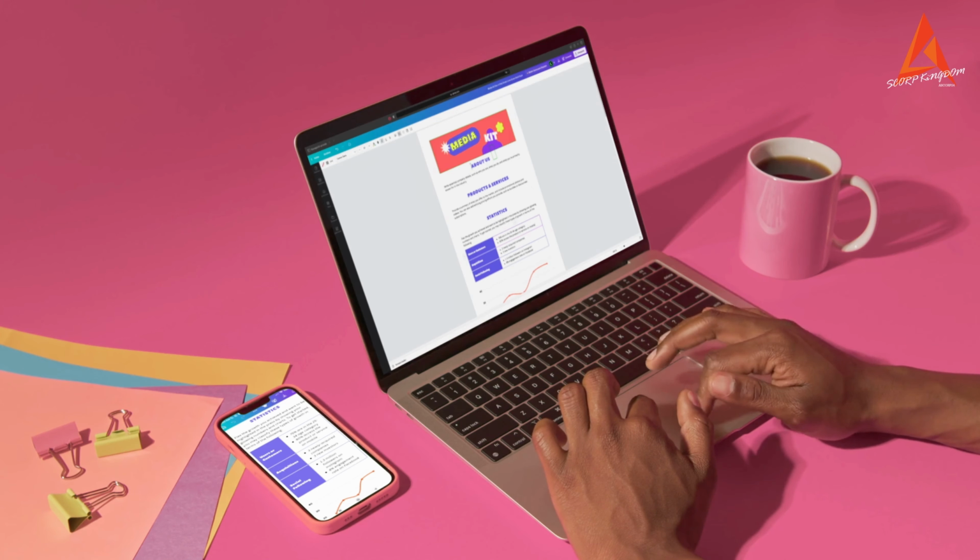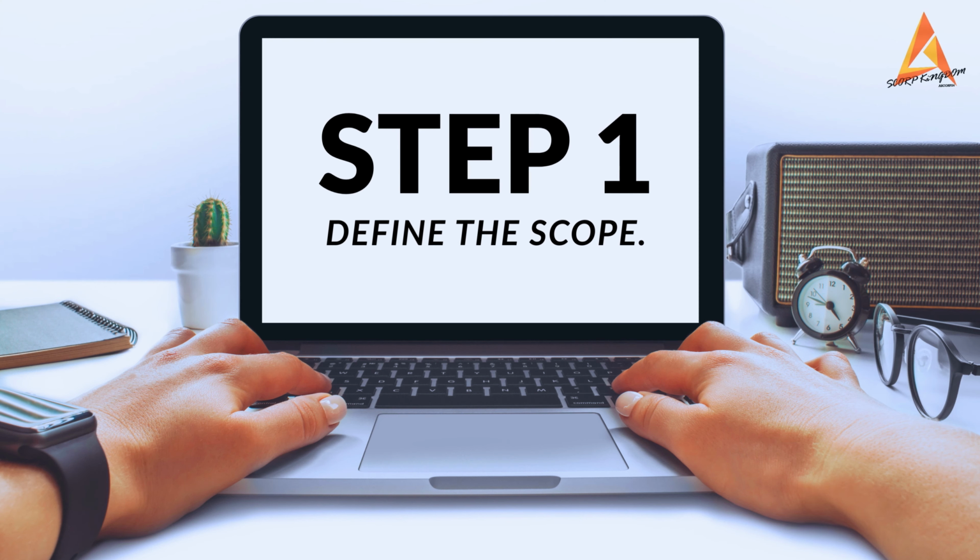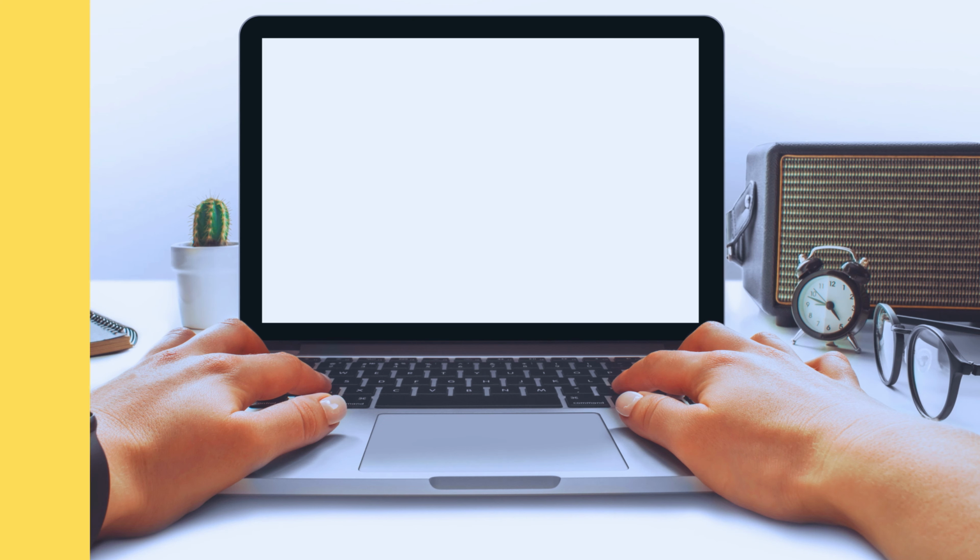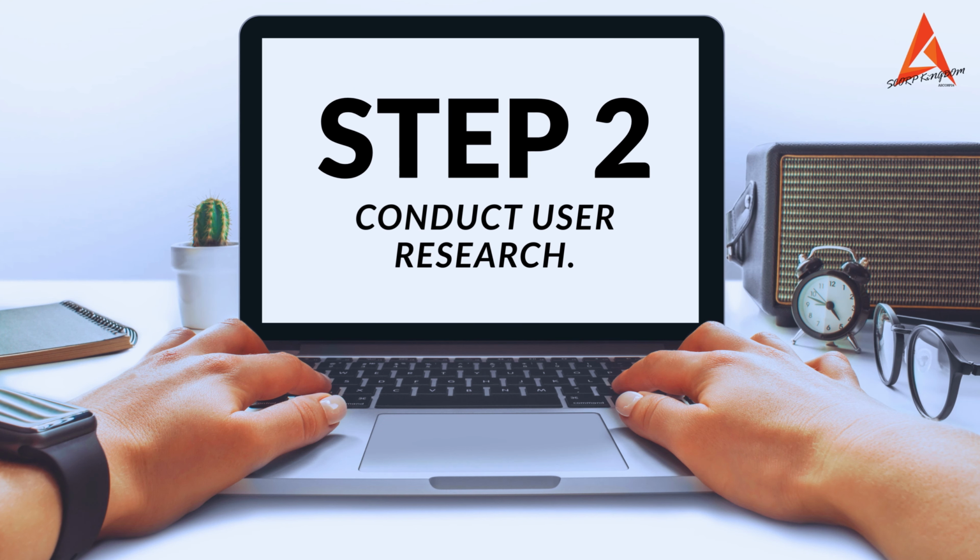Step 1. Define the scope. Before starting any wireframing exercise, it's important to define the scope of the project. This involves understanding the goals and objectives of the product and identifying the target audience. By clearly defining the scope, the team can ensure that everyone is on the same page and working towards the same goals.